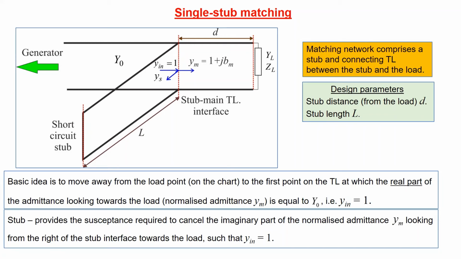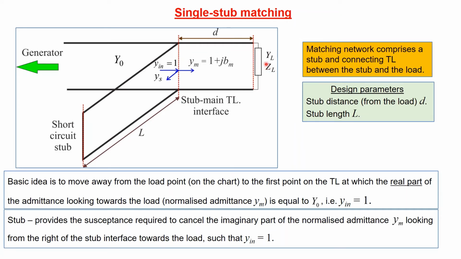As I mentioned before, we're just going to look at one impedance matching technique, which is single stub matching. So the scenario here basically is that we have some load impedance ZL. Of course, the inverse of load impedance is simply the load admittance YL.